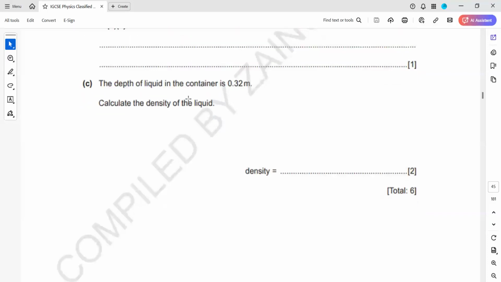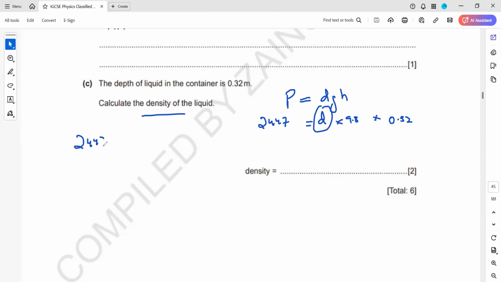The depth of the liquid in the container is 0.32. Calculate the density. The pressure exerted by the liquid is density times gravity times depth. The pressure exerted was 2,447. The density of the liquid is unknown. The gravity is 9.8 and the depth is 0.32. If we need the density, it is 2,447 divided by 9.8 times 0.32. What is the density? 780 kilogram per meter cube.